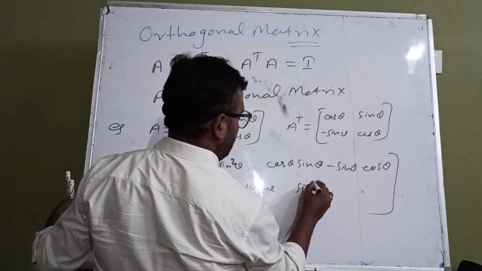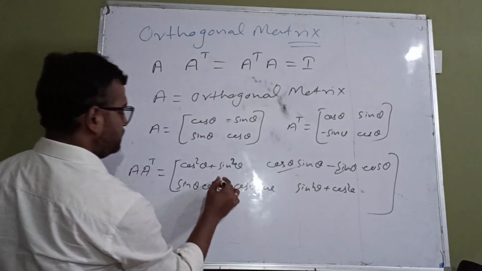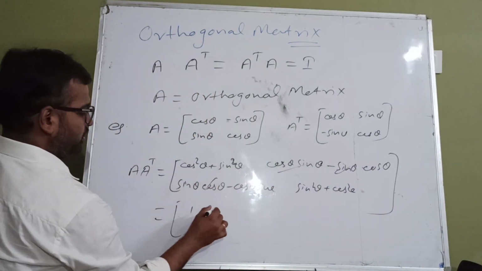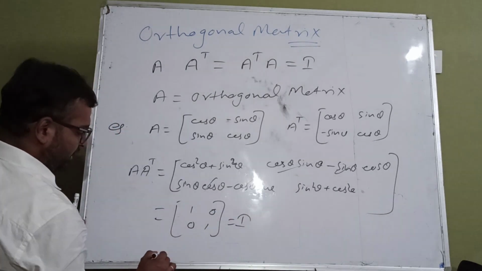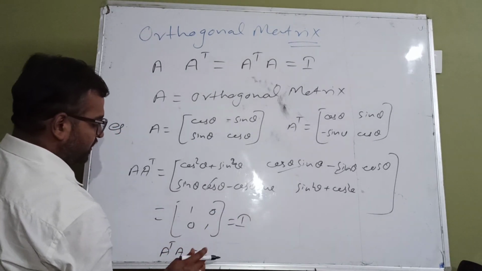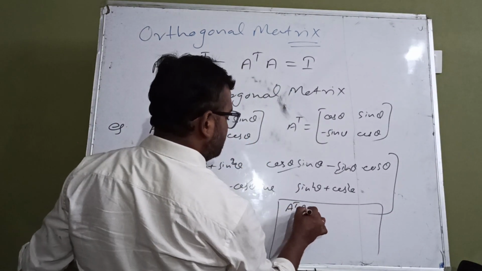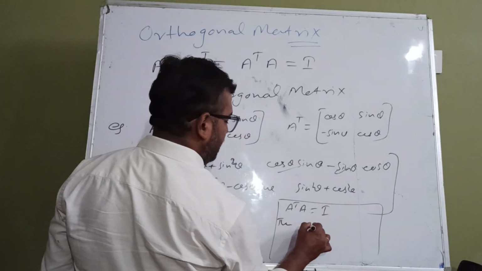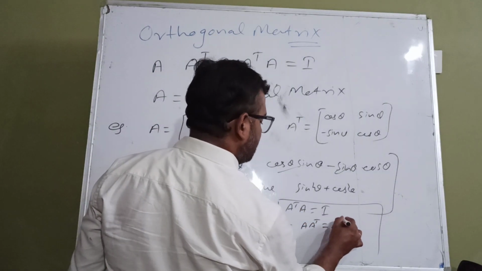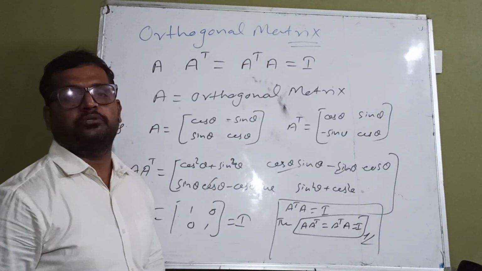Now sin square theta plus cos square theta. If you solve, this will be cancelled, this will be cancelled. Sin square theta plus cos square theta is 1, 0, 0, 1. We are getting I here. Similarly, if you find A transpose into A, then it will also be I. Thus the result is A into A transpose equals A transpose into A, equals I. This is the case for the orthogonal matrix.